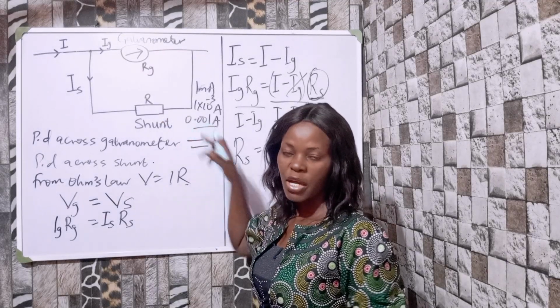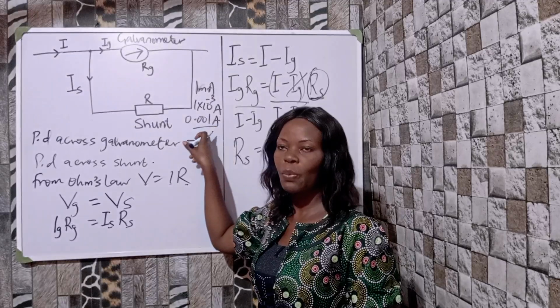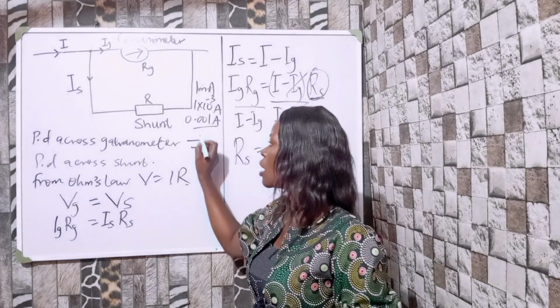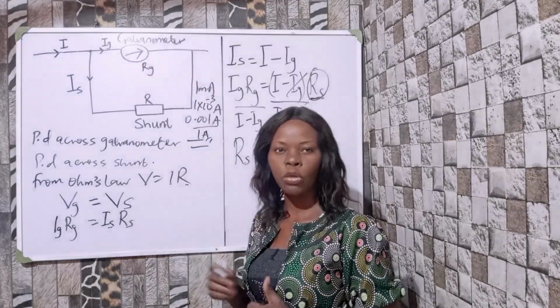Do you understand? Now we want to see how this one that measures 0.001 amperes can start measuring 1 ampere, which is a whole number.